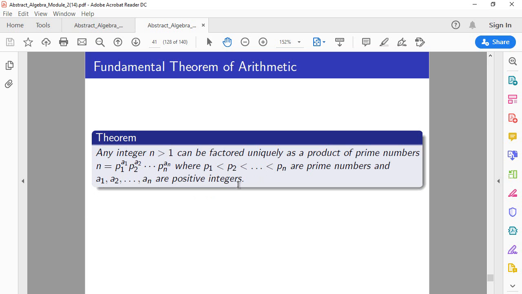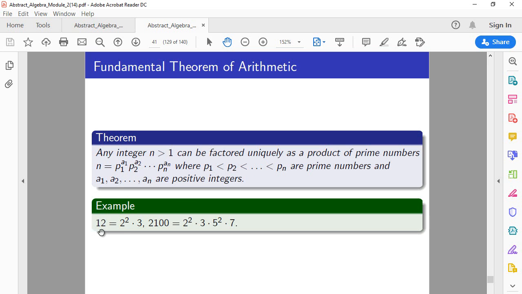So let me just explain this theorem by using an example. If I have the number 12, that's the same as 2 squared times 3. The number 2100, that's the same as 2 squared times 3 times 5 squared times 7.